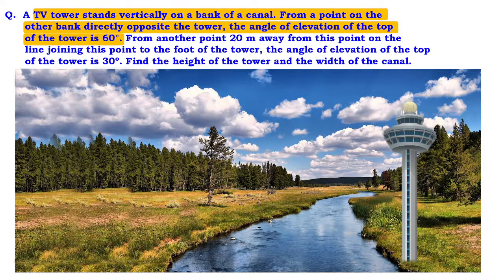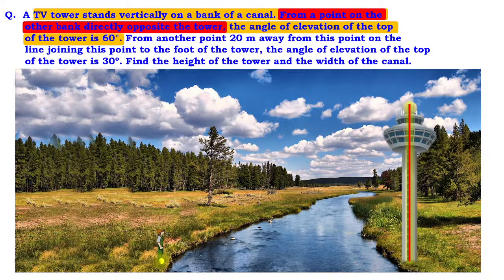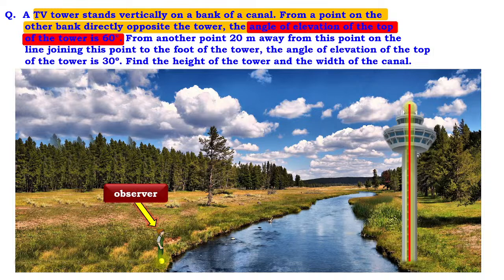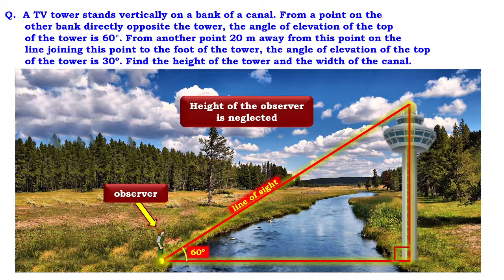First, they have told a TV tower stands vertically on the bank of a canal. From a point on the other bank directly opposite to the tower, the angle of elevation. Okay, so this is the tower here, and from the opposite side, from the point, you can see a yellow dot blinking. So from here, if I observe and this is the object, if I draw a line of sight, this makes an angle of elevation that is how much degree? 60 degree. Okay. Next, the same observer is going back how many meters? From another point 20 meters from this point on the line joining this point to the foot of the tower.